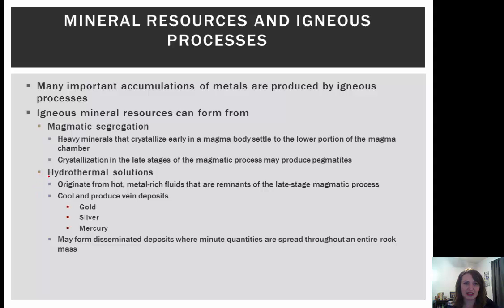Hydro is water, thermal is hot. So hot metal-rich fluids are remnants of late-stage magmatic processes. These are where we get vein deposits of gold, silver, and mercury. And we also can get it where it forms disseminated deposits. This is where it's scattered throughout. It'd be like taking a bag of glitter and just kind of dropping it. It's individual grains and specks all over. It's not just one single strip of it.